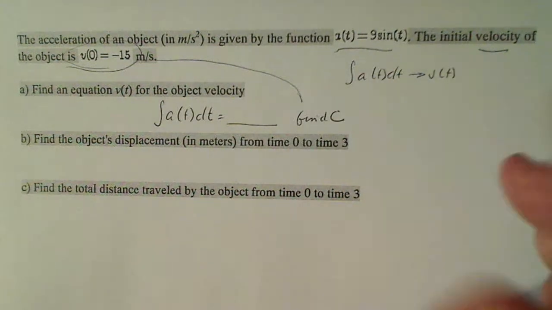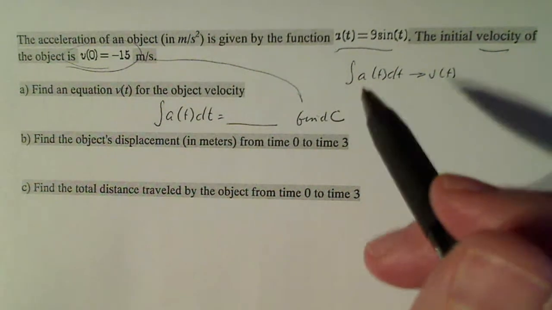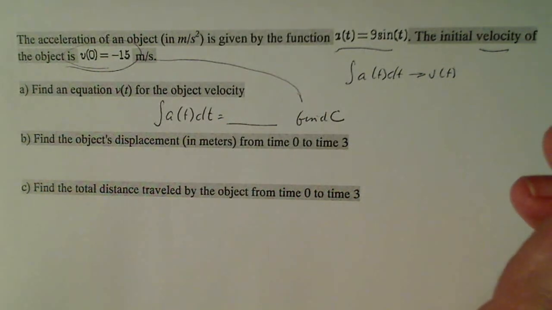Solve for c. Plug in 0 for t. The output is minus 15. You can find c that way.